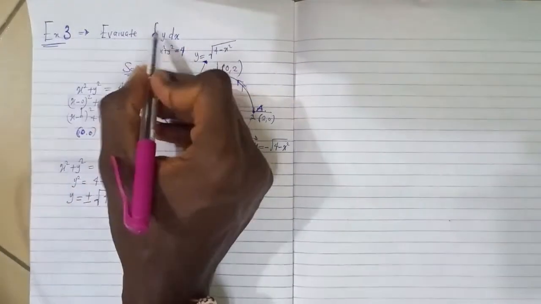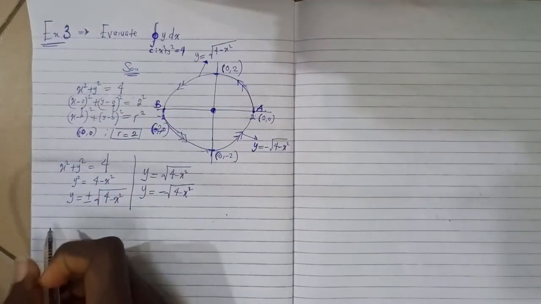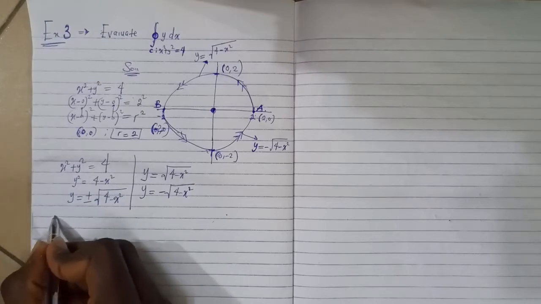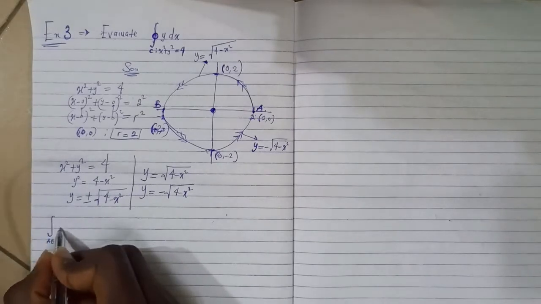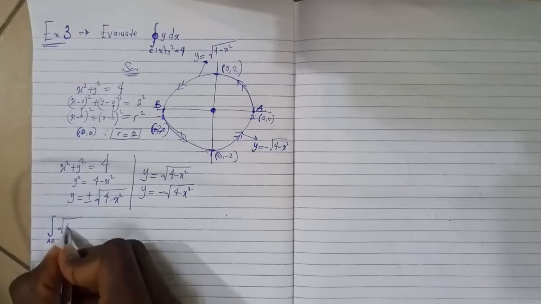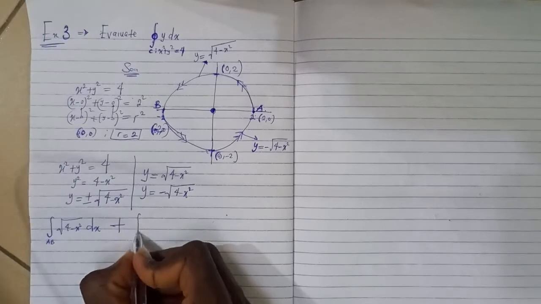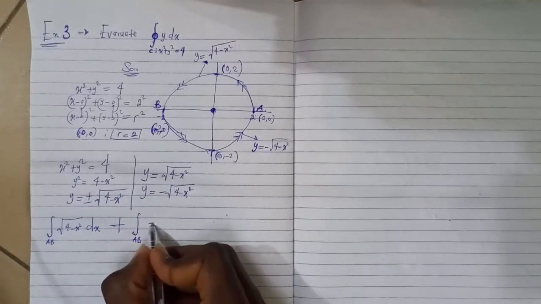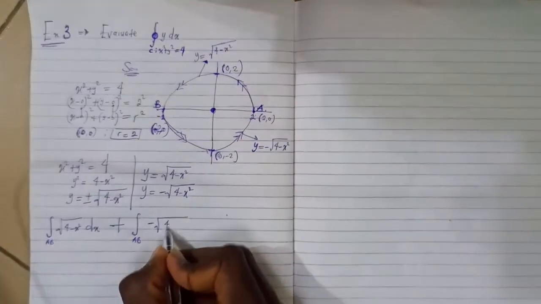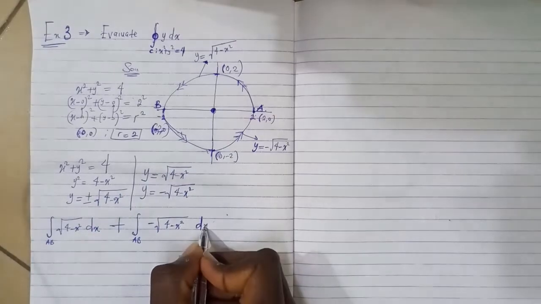Recall from the question given, we have the integral of y dx. In this case, we should have the integral along the upper part AB, the positive part, so we have y dx, and y is the square root of 4 minus x squared, then dx, right? Plus the other part, the lower part, where the y expression that we have is negative square root of 4 minus x squared, also with dx. So this is what we have.